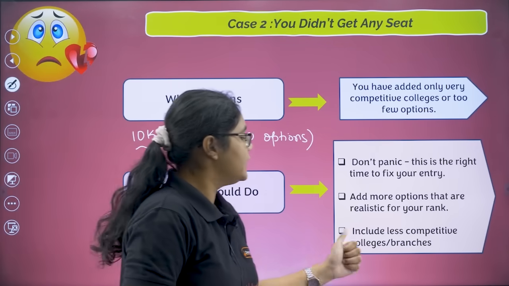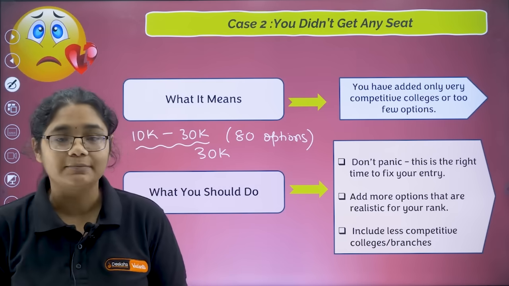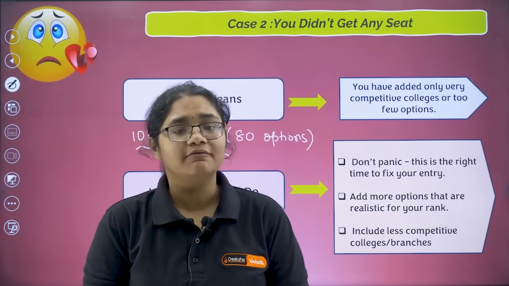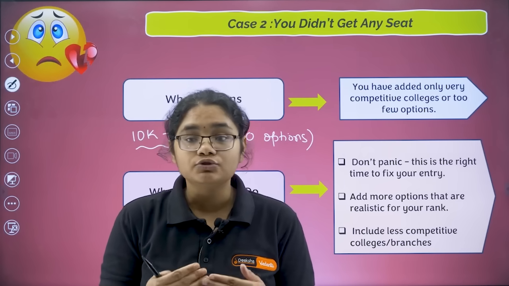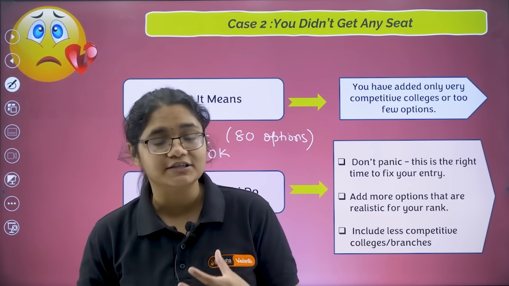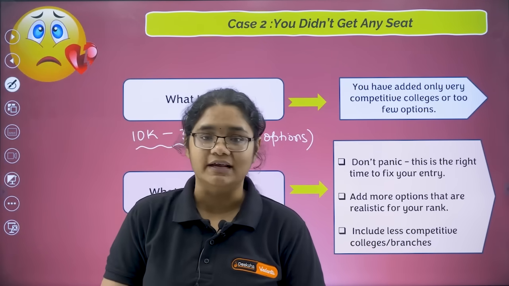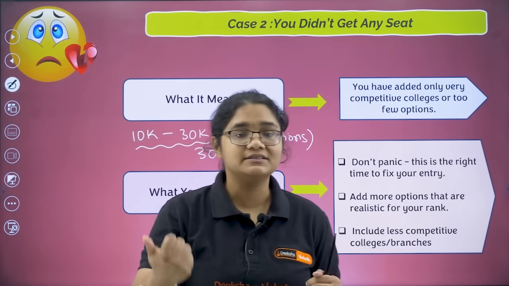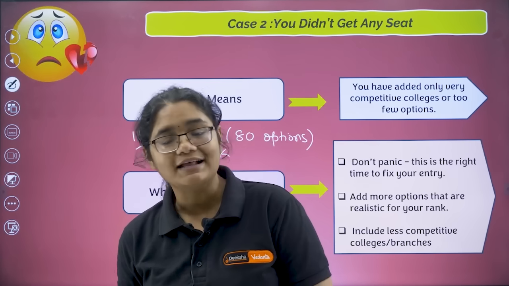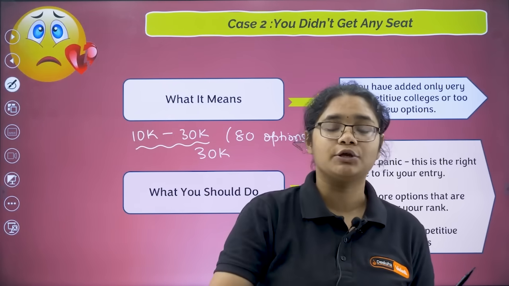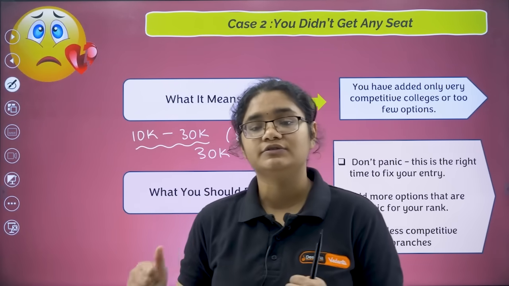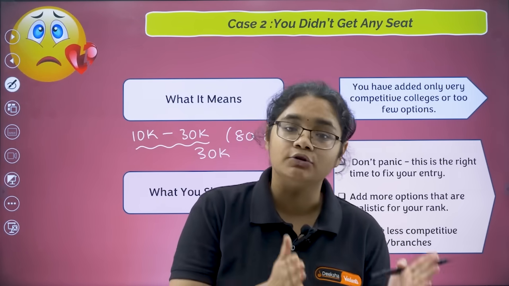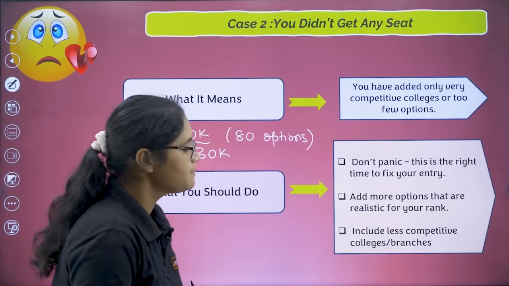Next, include less competitive colleges and branches. So if you are aiming for computer science, we know that the computer science cutoff is very high. So you can choose some other branches which are related to computer science but not directly computer science. For example, you can choose computer science with business systems, computer science with data science, computer science with cyber security, right? These allied courses are less competitive and are also aligning with your career aspirations, right?